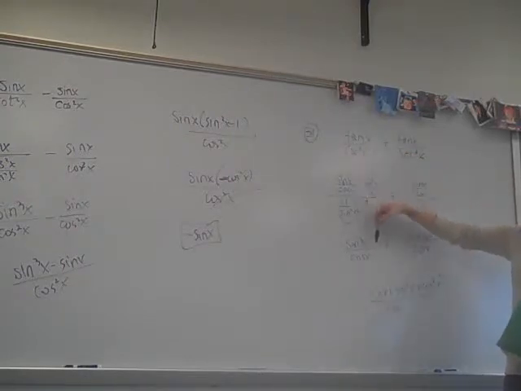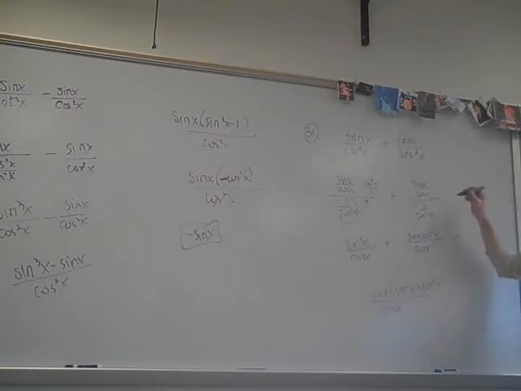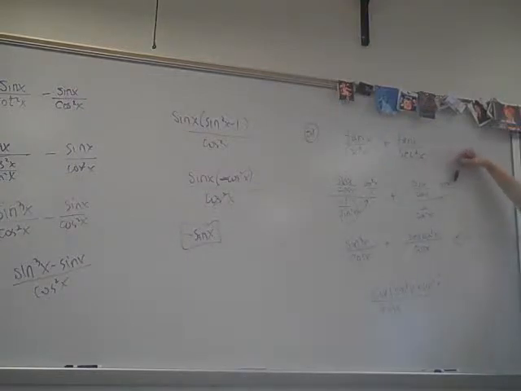Cosine cubed over cosine. Can you show me how that math works on the other one? So this one, I flipped this thing, you mean? Yeah. I took this and I flipped it and multiplied. So I have sine x cosine squared x on the top, and cosine on the bottom.